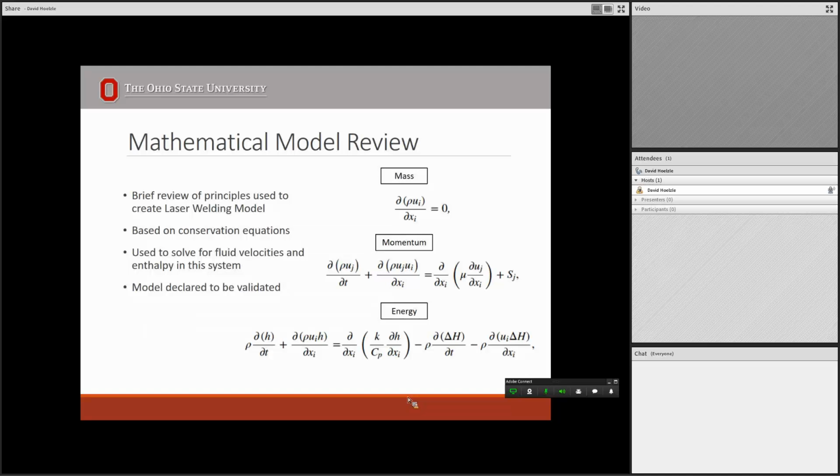Before I get into some of the more interesting stuff, I wanted to quickly discuss the mathematical model and some of the physics that went into this laser welding model. It's based on conservation equations. As you can see on the right, the conservation of mass is not too complicated, just the rho v term, whose divergence goes to 0. The momentum term is that same mass flow term plus the rho v squared term, which should look pretty familiar. Then the energy equation is a bit longer, but it adds in heat and keeps a couple of other terms. The model was declared to be validated in the study, and it was used to solve for fluid velocities and enthalpies in the system.